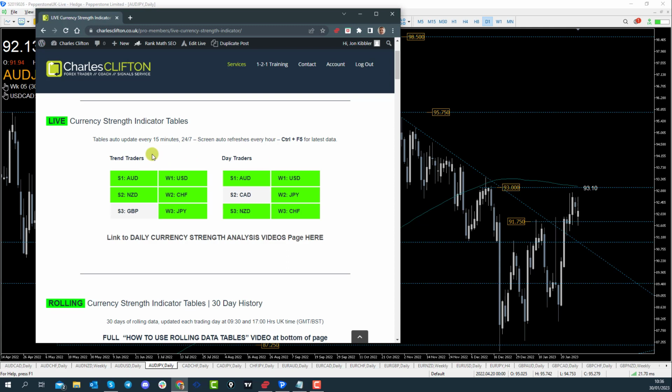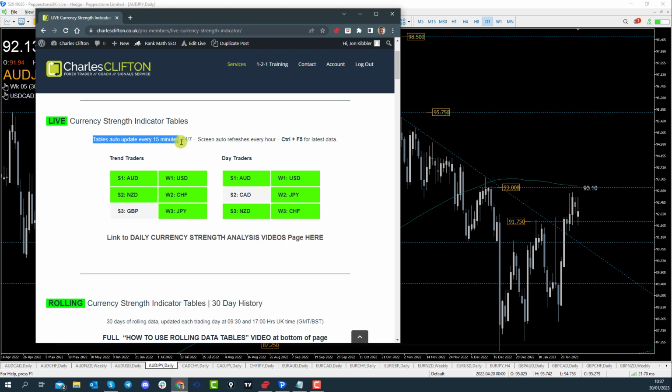We have two types of tables: the trend traders table and the day traders table. These are highlighting the same studies but just highlighting different time frames. You can see that some of the currencies here are highlighted in green. That means that there is a confluence between those two trading time frames, and that's where we'll look to focus our attention in these videos.